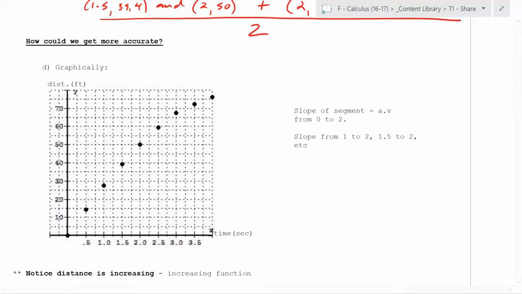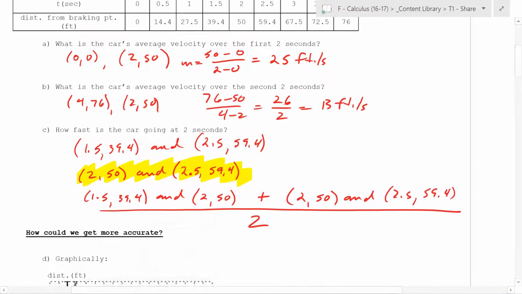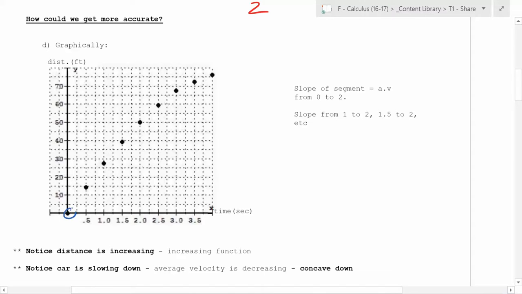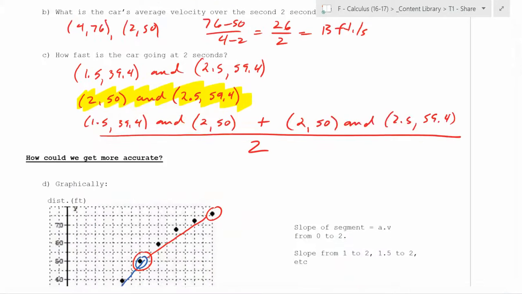So what did we do? We connected, like on the first one here, from the first 2 seconds, that's from here all the way to that point. So that's the slope of that line. That's from 0 to 2. And then we did from what? 2 to 4 right there. That's the slope there. And why does that picture match the numbers we got? We got what, 20, 25, right, as the slope?